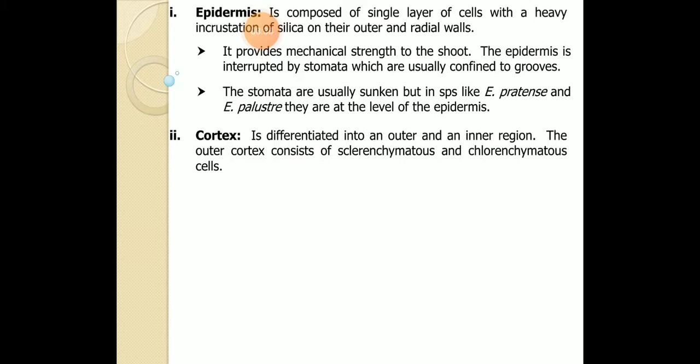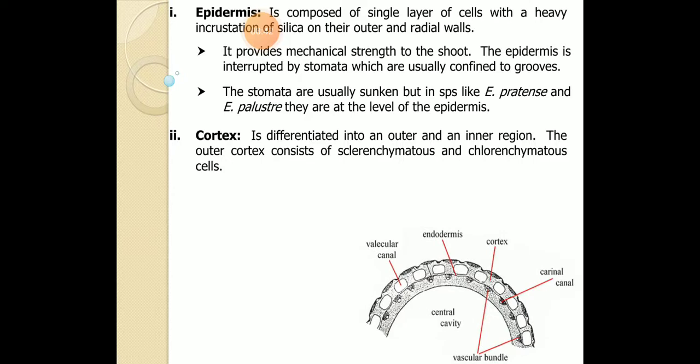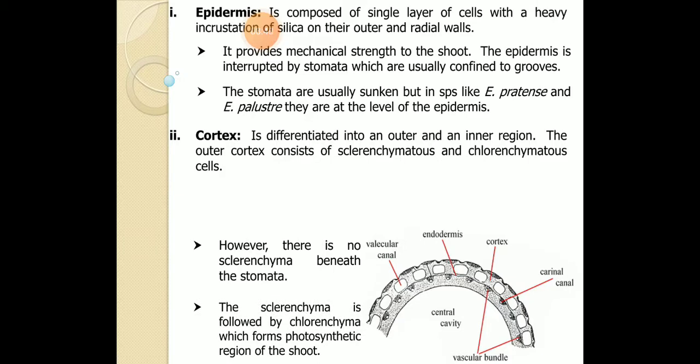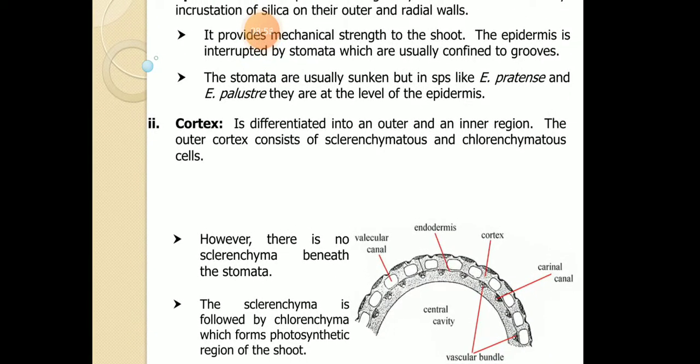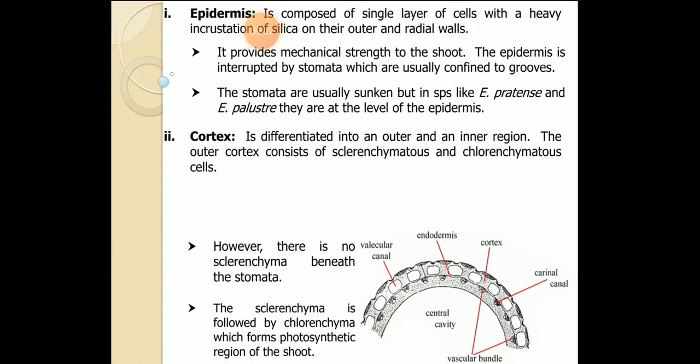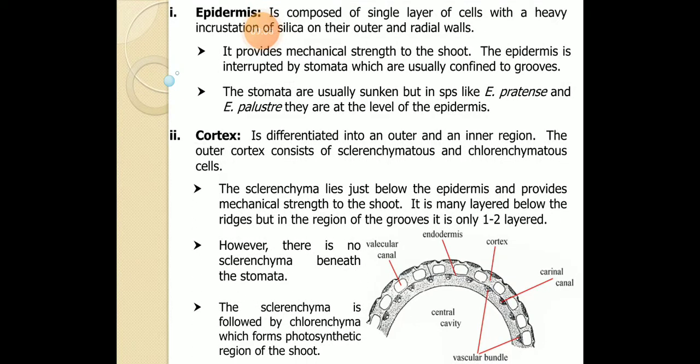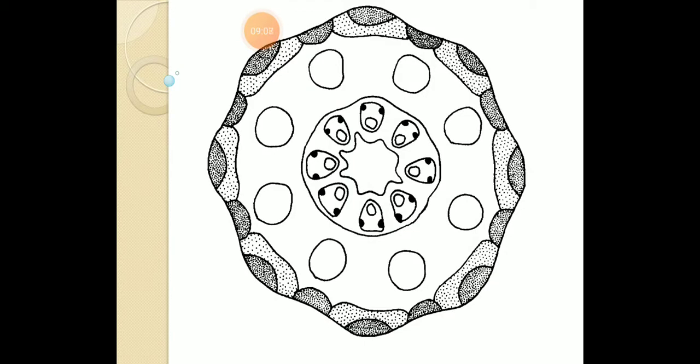Next is the cortex region, which is differentiated into outer and inner cortex. The outer cortex consists of sclerenchymatous layers and also chlorenchymatous cells, but there is no sclerenchyma below the stomata. So this is the complete epidermis region, and they have the vallecular canals and carinal canals in the outer region, with sclerenchyma followed by collenchyma. This is the structure of the Equisetum stem, a graphical representation of the Equisetum stem.